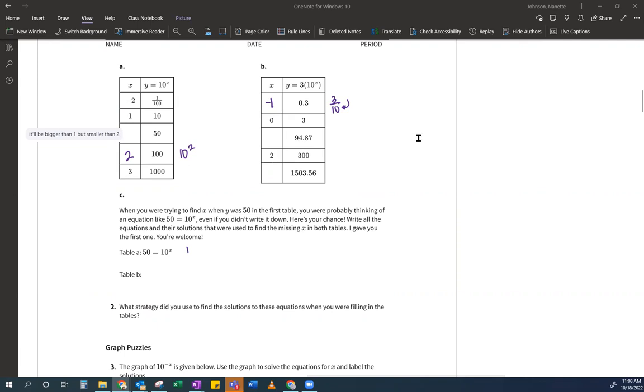I should have written something like 3 times 10 to the x equals 94.87. And same thing goes right here. Can you tell me what this equation would be right here? What would this equation be right here?